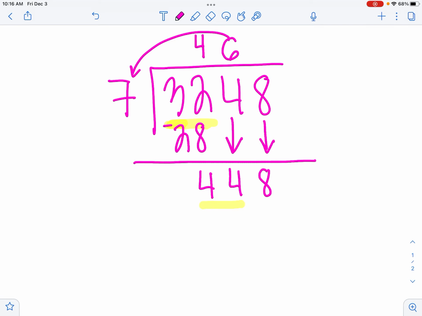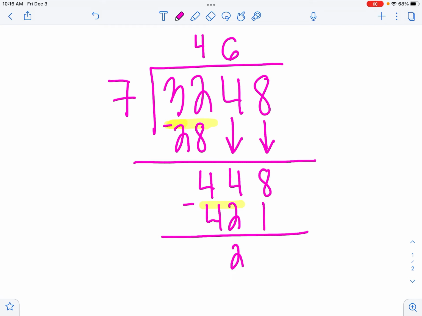And then I multiply 7 times 6. 7 times 6 is 42. So I put the 42 here. And then I subtract these two. 44 minus 42 is 2. And then I bring down this 8. And then I do it one more time.